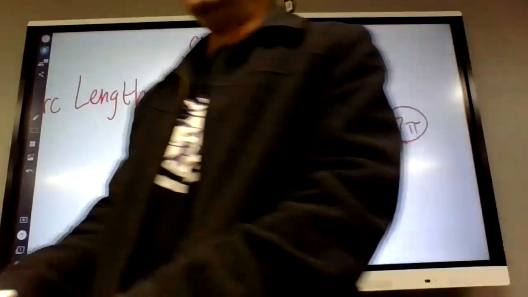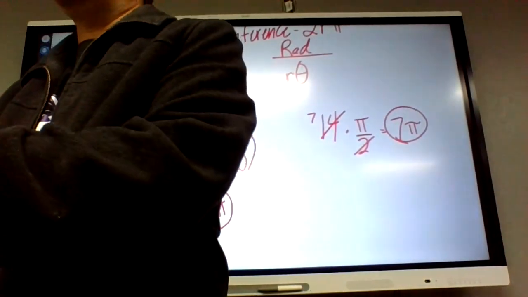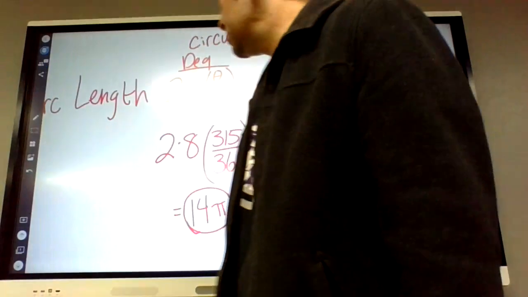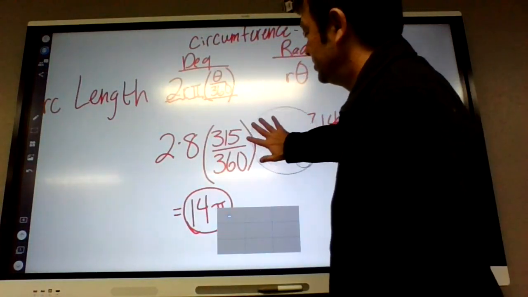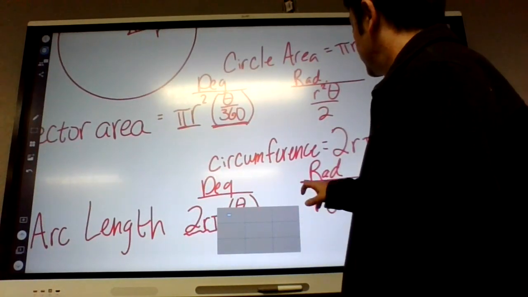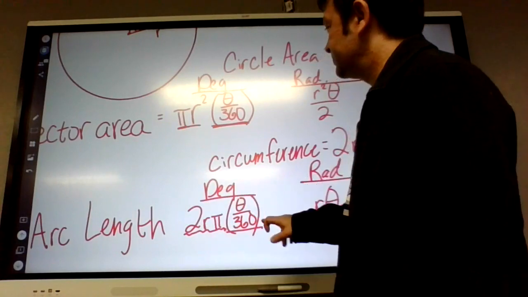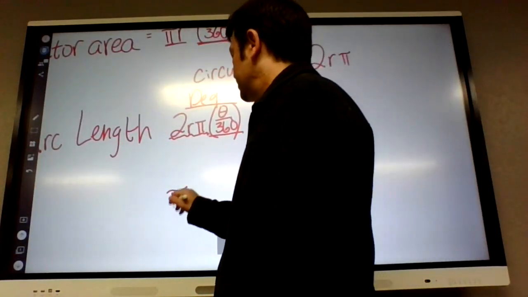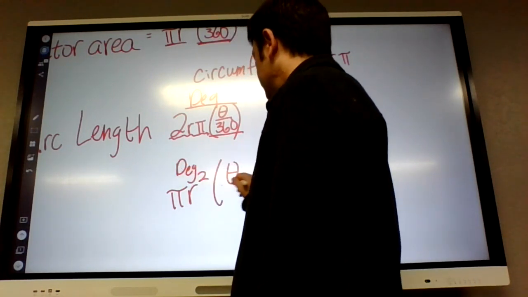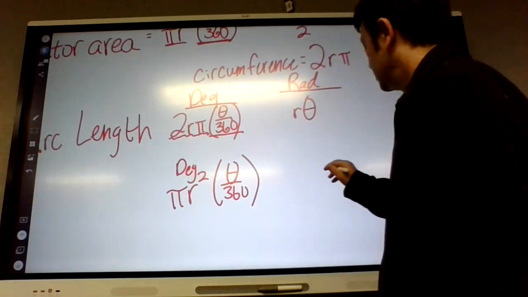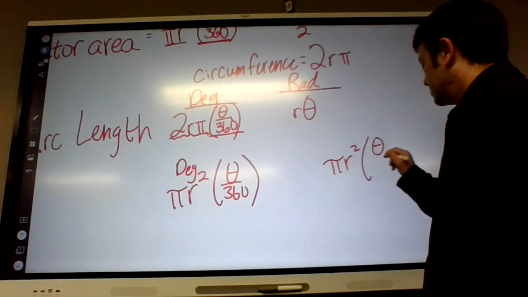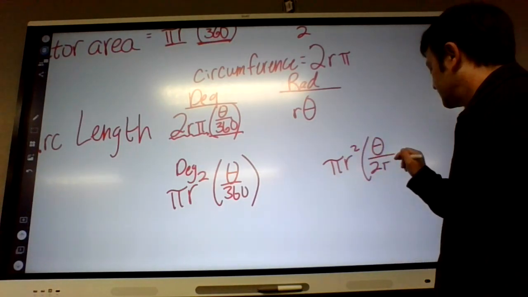Is that pretty much all you do for the rest of the page? No, well, no, that's arc length. The back page is sector area. So, sector area formulas are a little bit different. You do the area of the circle times the fraction. So you do circle area times the fraction, and circle area times fraction.